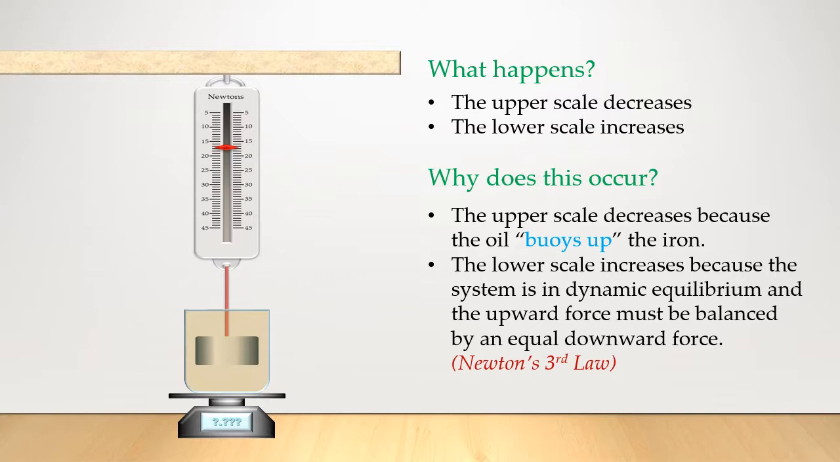Now the lower scale increases because that buoyant force, which is going up, has to be balanced by a reactive force going down. That's Newton's third law, that for every action there's an equal but opposite reaction. So we say the lower scale increases because the system is in dynamic equilibrium, and the upward force, that is the buoyancy, must be balanced by the equal downward force. We'll call that the reactive force.